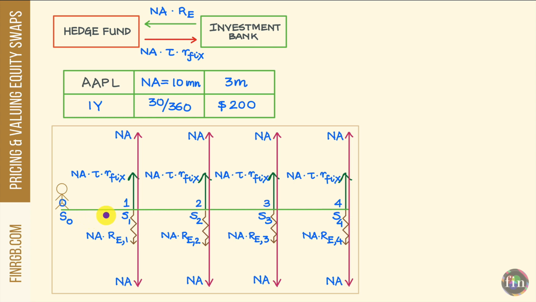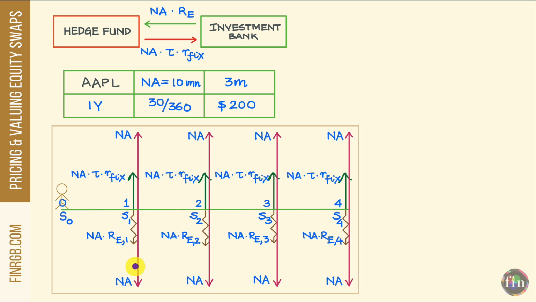Now, the benefit of including these dummy cash flows is that if I were to take these 2 cash flows together, this is my dollar return for the first period and this is my notional amount. If I were to aggregate these 2 cash flows, what do you get? This is simply NA times S1 over S0 minus 1, plus this NA.